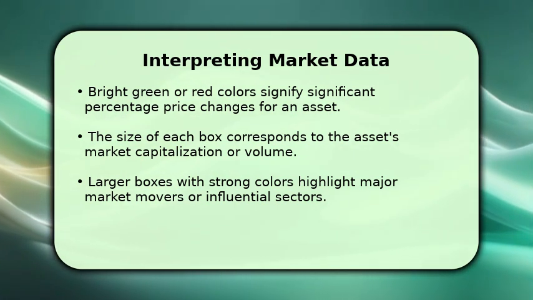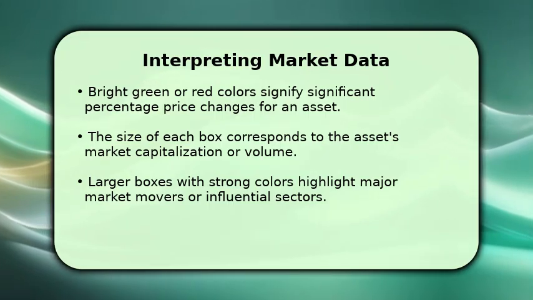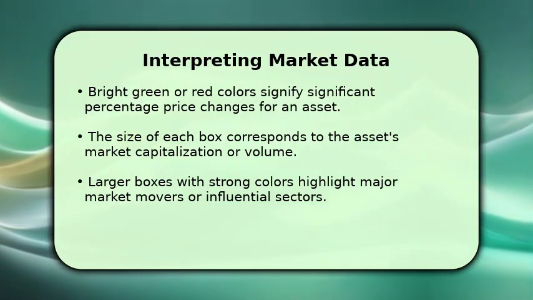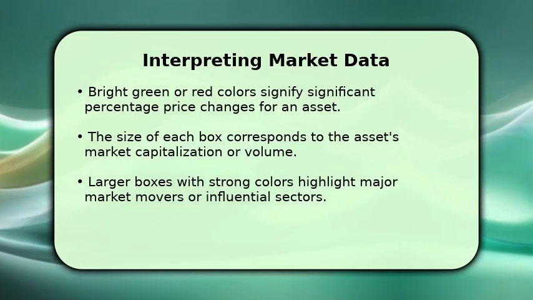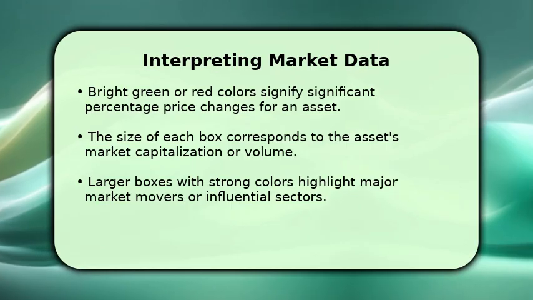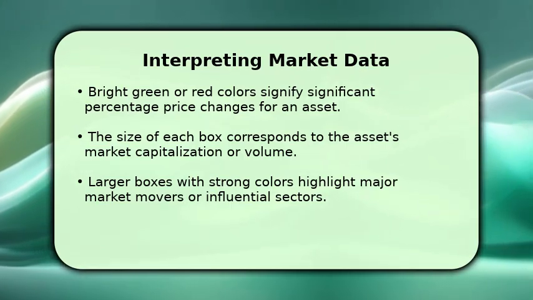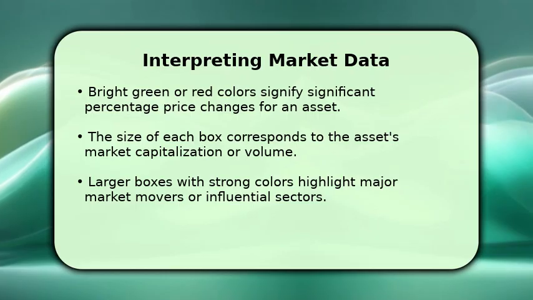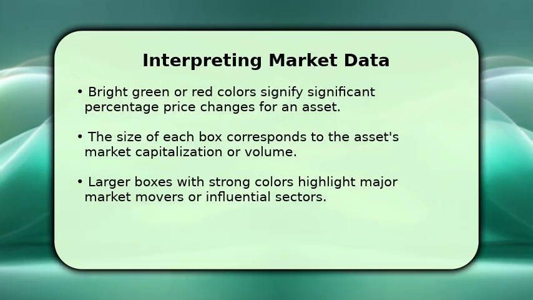The physical size of each rectangle on the heat map is directly proportional to the asset's market capitalization, or sometimes volume, depending on your settings. Therefore, a large, brightly colored box represents a major player experiencing a significant move.